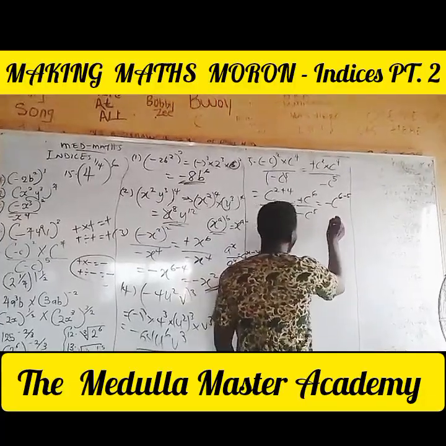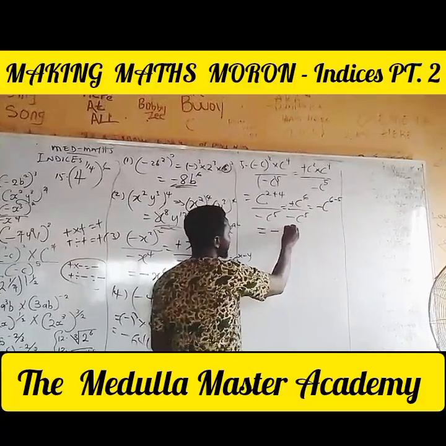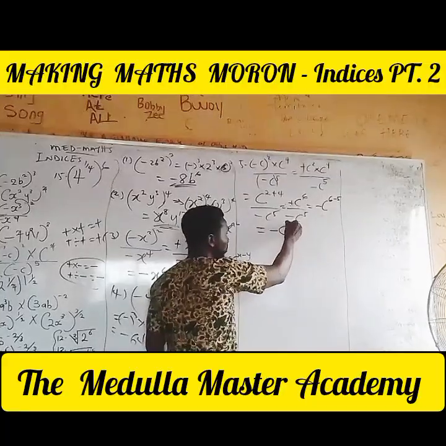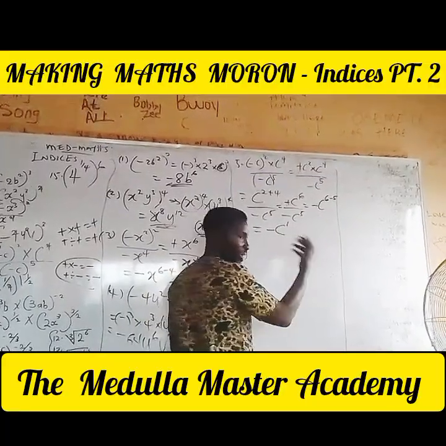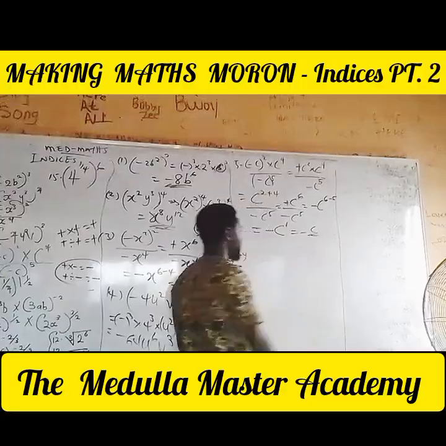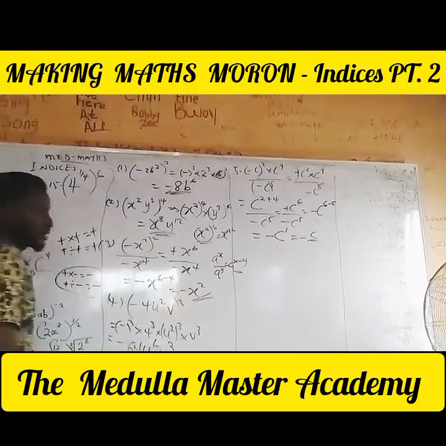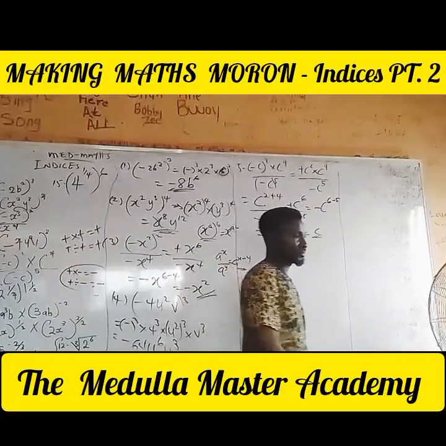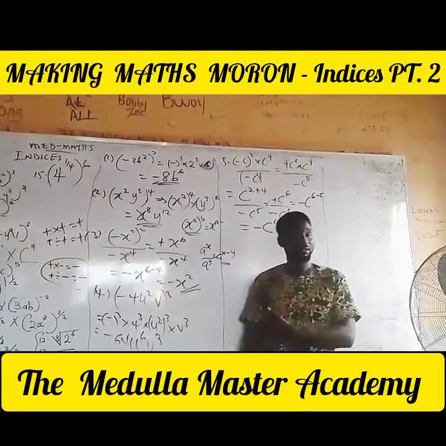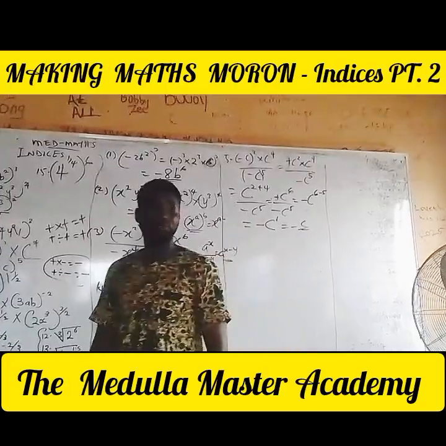So what's your final answer? So your final answer is minus c. 6 minus 5, 1. And of course, anything to the power 1 is still that thing. So the answer is minus c. Yes. It's as simple as that. You guys got it? Bro, you got that? Yeah. Alright. So that's simple indices.